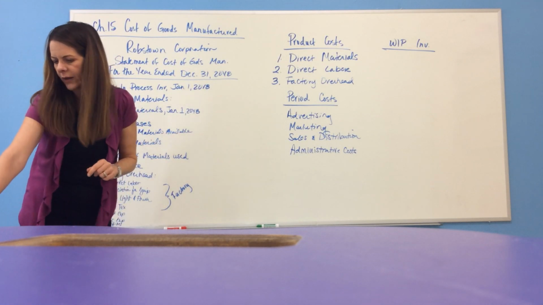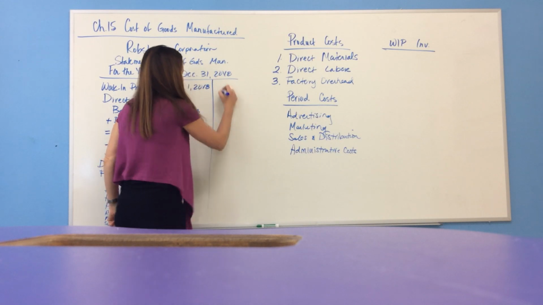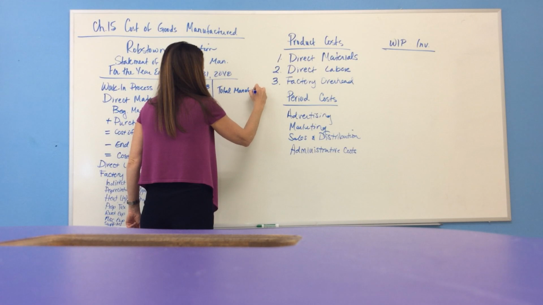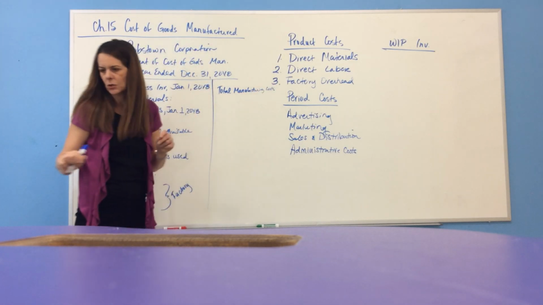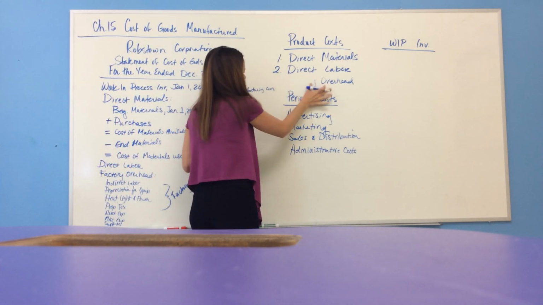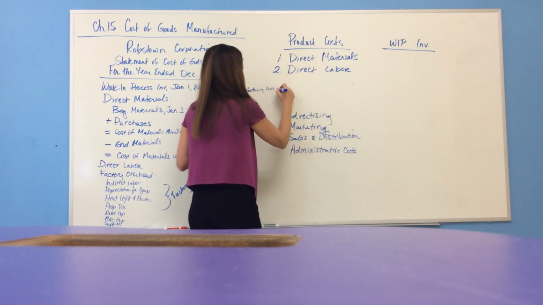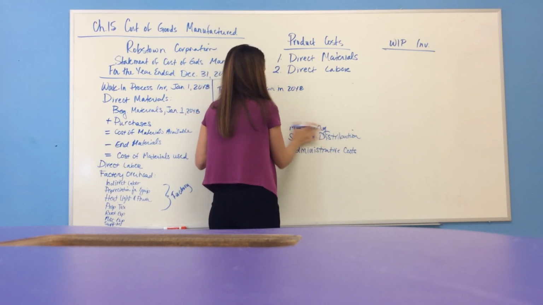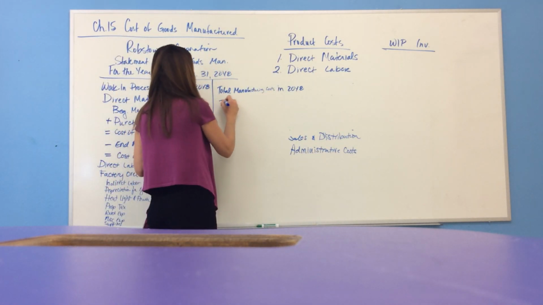And then over here, we've got 3 more lines. Total manufacturing costs. We've got total manufacturing costs incurred in 2000 Y8. So this would be, let me just erase this really quick. This would be in 2000 Y8, improvising here. So the next line would be total manufacturing costs.